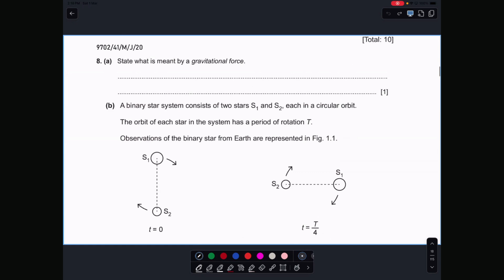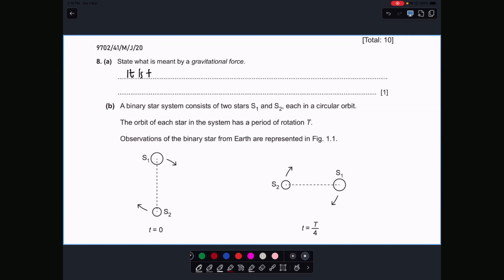আচ্ছা দেখি। Okay, so state what's meant by gravitational force. So what is the answer? What's gravitational force? Right, mass, object now. So what is meant by gravitational force? It is the force experienced now.